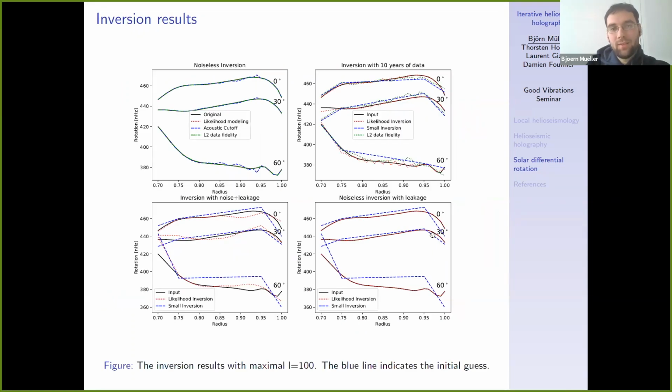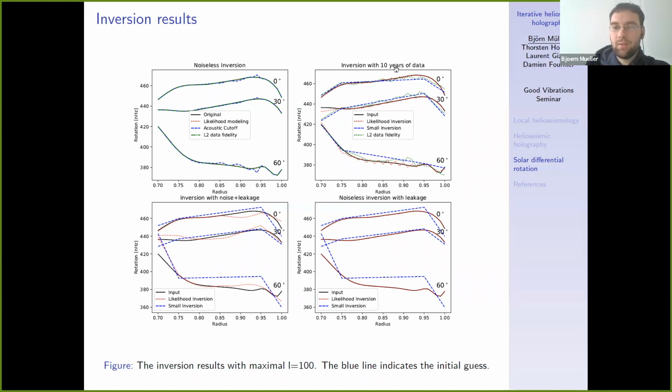Finally, the inversion results on synthetics. So starting with noiseless inversions. There it works, and it even works for modes above the acoustic cutoff frequency. But yeah, with noise, this will not be the case anymore.